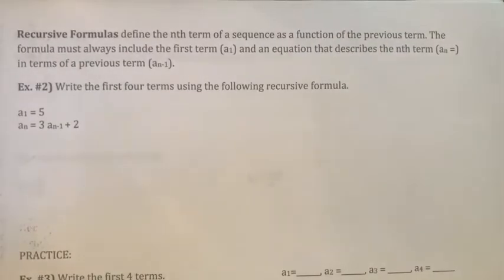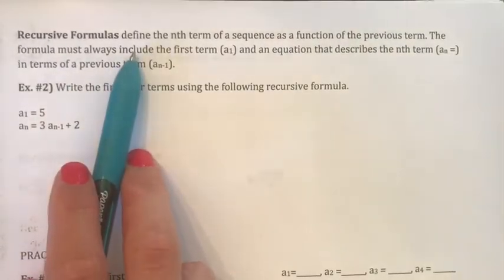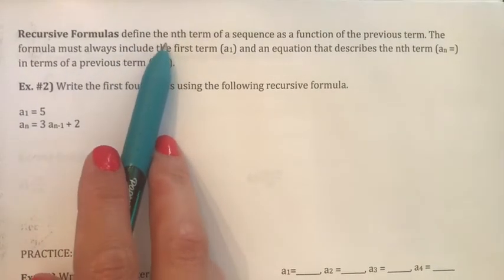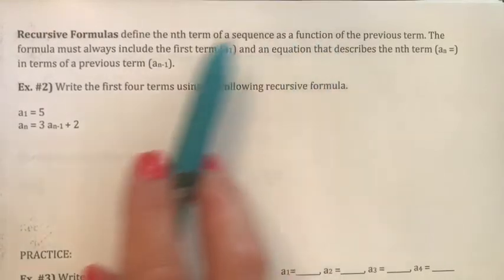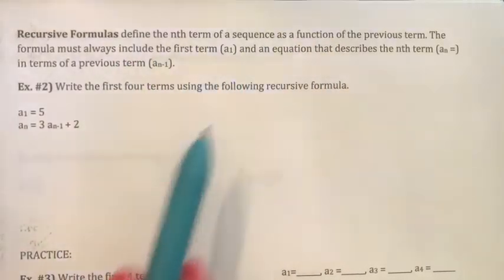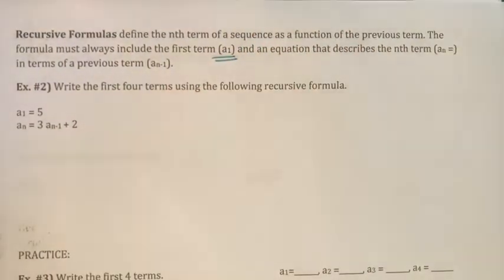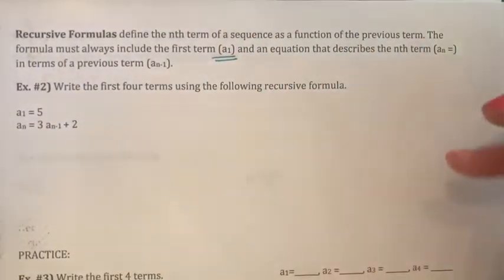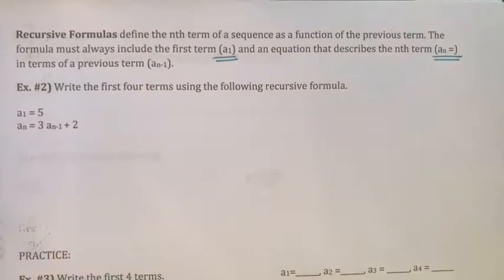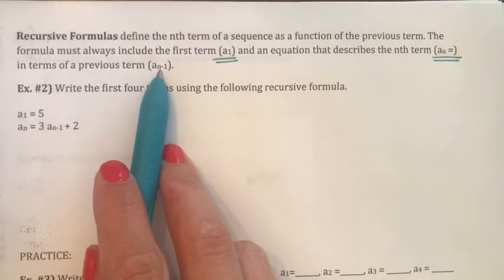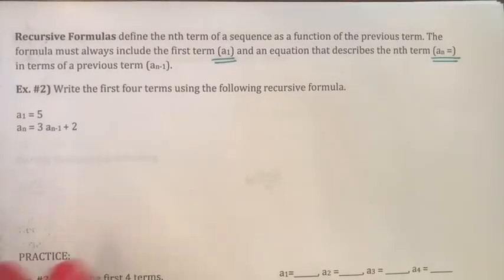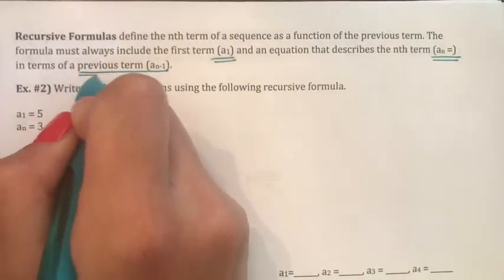Now, a recursive formula is another type of way to describe a sequence. It says to define the nth term of a sequence as a function of the previous term. The formula must always include the first term, which is a sub 1, and an equation that describes the nth term, a sub n equals, in terms of the previous term. So if you look at a sub n minus 1, once we put some numbers in here, you'll see that that is referring to the previous term.